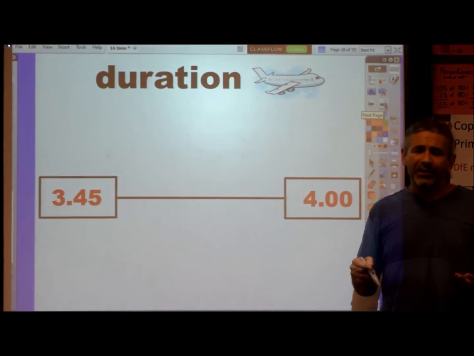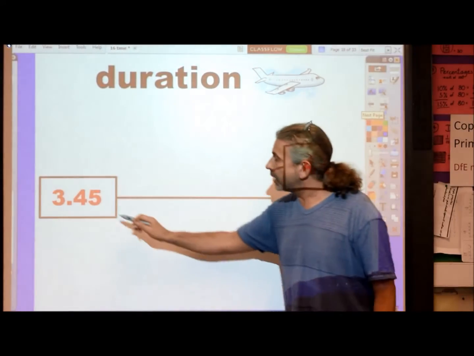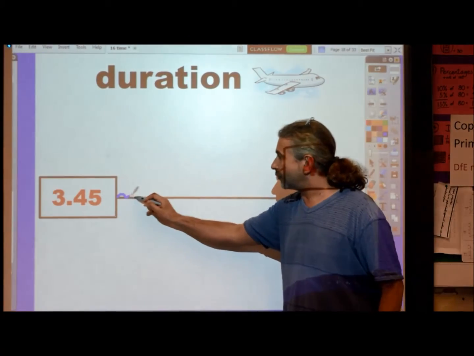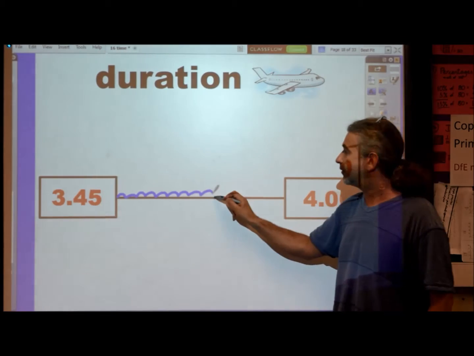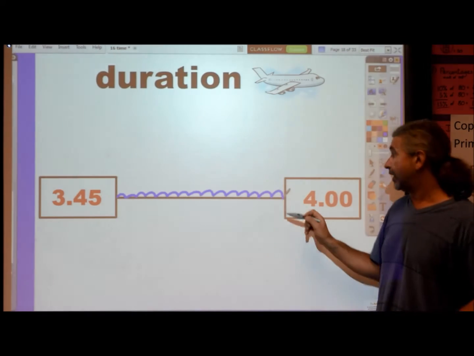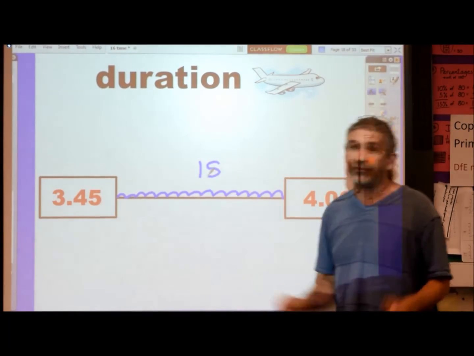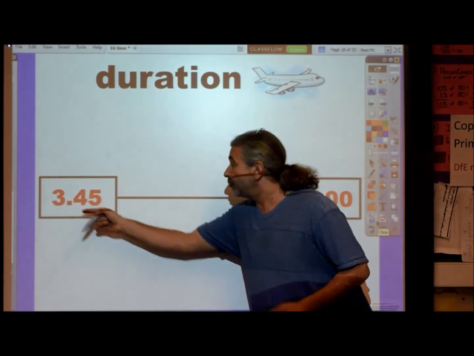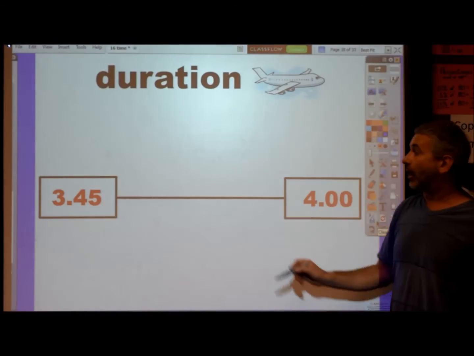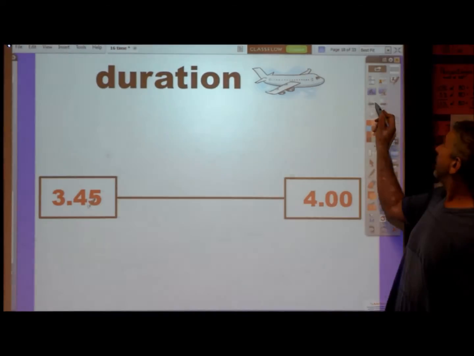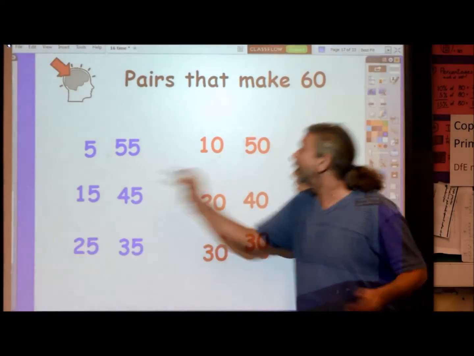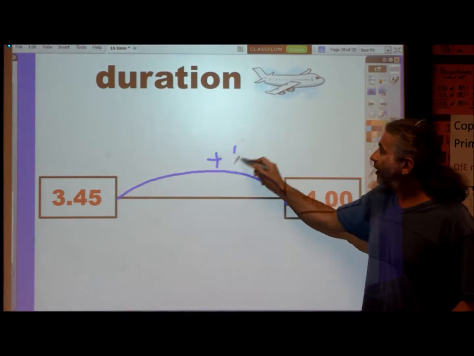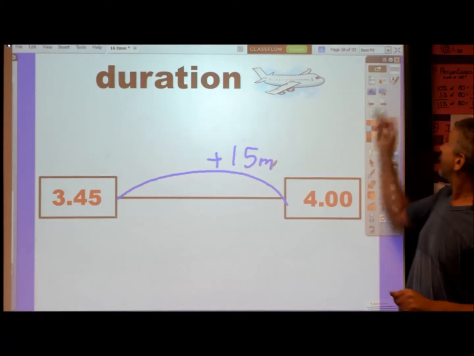Now, how do we use those? Well, for example, if the plane takes off at 3:45 and it lands at 4, we could go 46, 47, 48, 49, 50, 51, 52, 53, 54, 55, 56, 57, 58, 59, 60 whole hour. Count them up, it would be 15 minutes. But if we're going from an amount of minutes to the whole next hour, we can just use the pair that goes with 45. Now it was 15. So from 3:45 to 4 o'clock is 15 minutes.